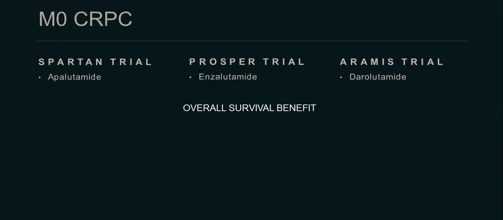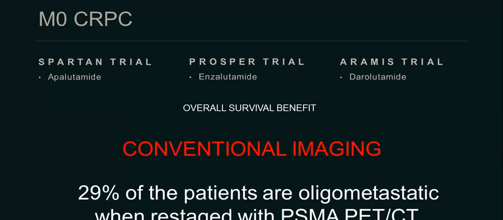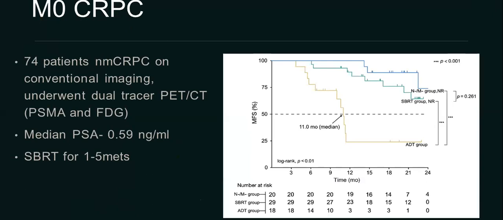But what was this based on? It was based on conventional imaging. And when you used functional imaging, 29% of these patients were actually oligometastatic. And could you therefore have any sort of benefit in giving systemic therapy earlier on in this subset of patients?